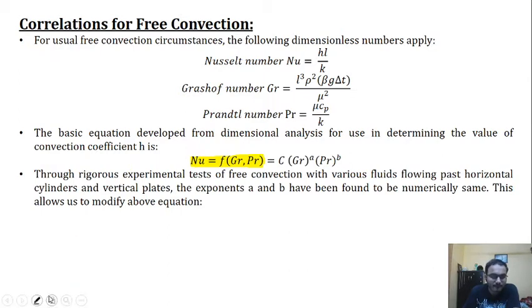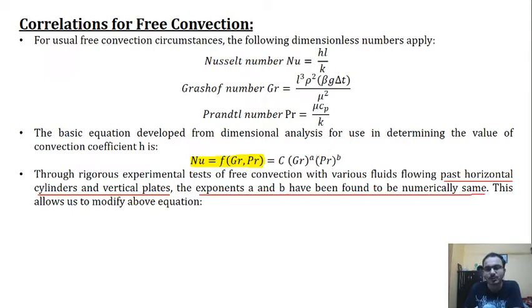Through rigorous experimental tests for free convection with various fluids flowing past horizontal cylinders and vertical plates, the exponents A and B have been found to be numerically the same. So A and B will not be different, they will be the same, and this allows us to modify the equation in this way. As the powers are the same, we can take them together: (Gr Pr) raised to M, where M is a common power which we have taken.